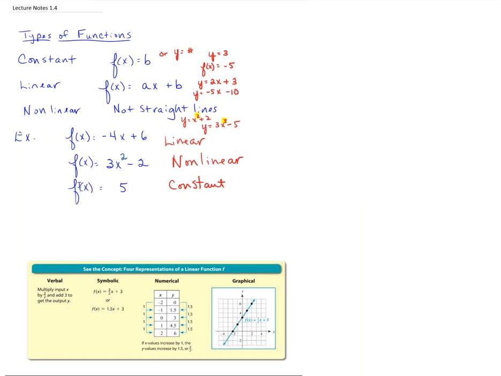A constant function is f of x equals b, or y equals some number. Example, y equals 3, or f of x equals -5. That is just a horizontal line.